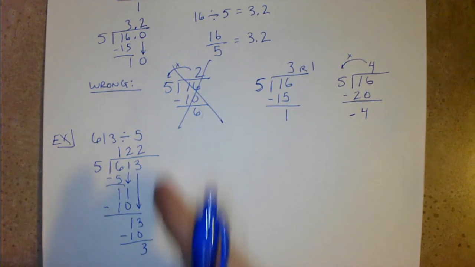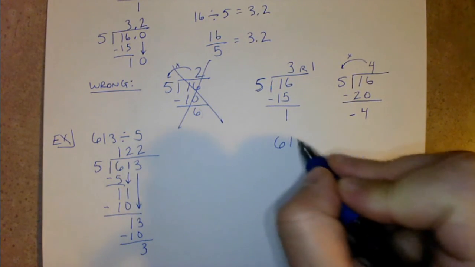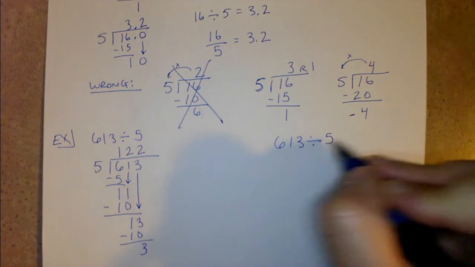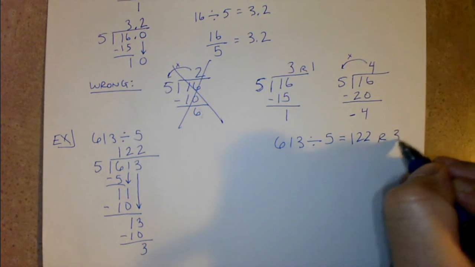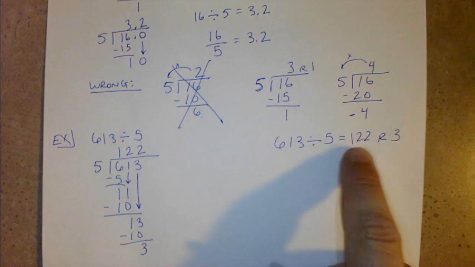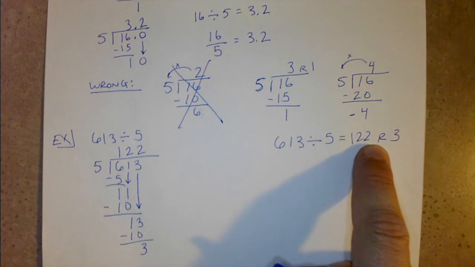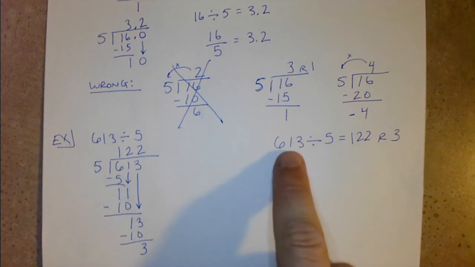Now, I've just run out of numbers to bring down. So at this point, I could write my answer as 613 divided by 5 equals 122 remainder 3. In other words, 5 goes into 613 122 times, and then I have to add an extra 3 to get to 613.